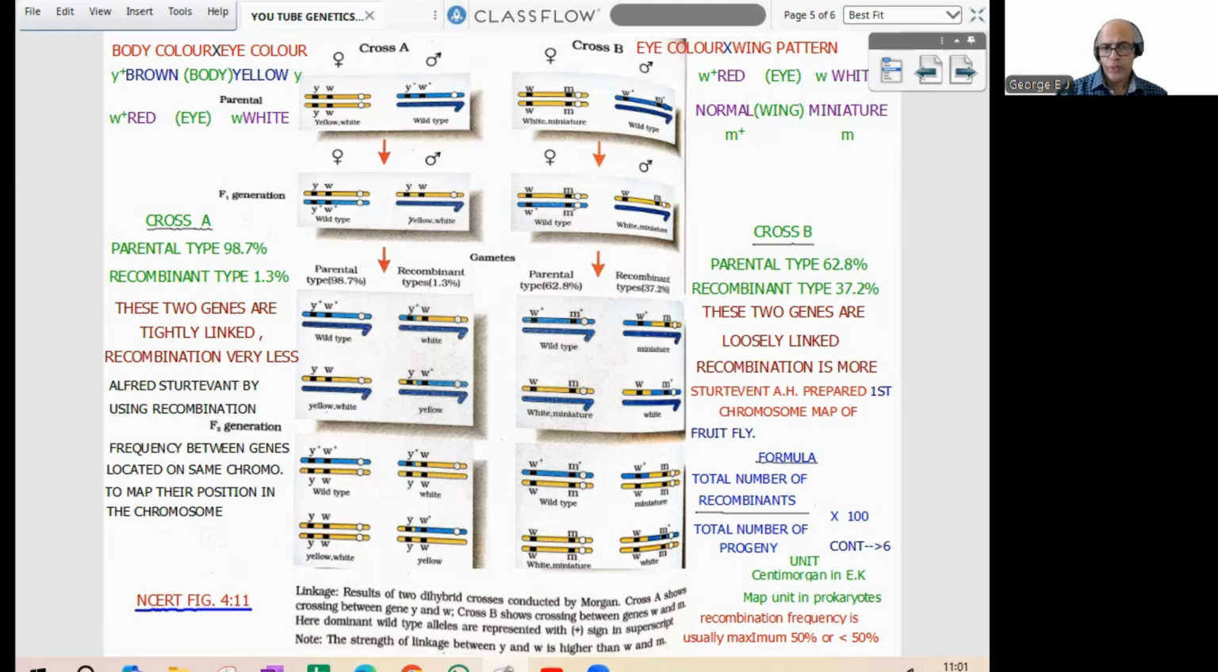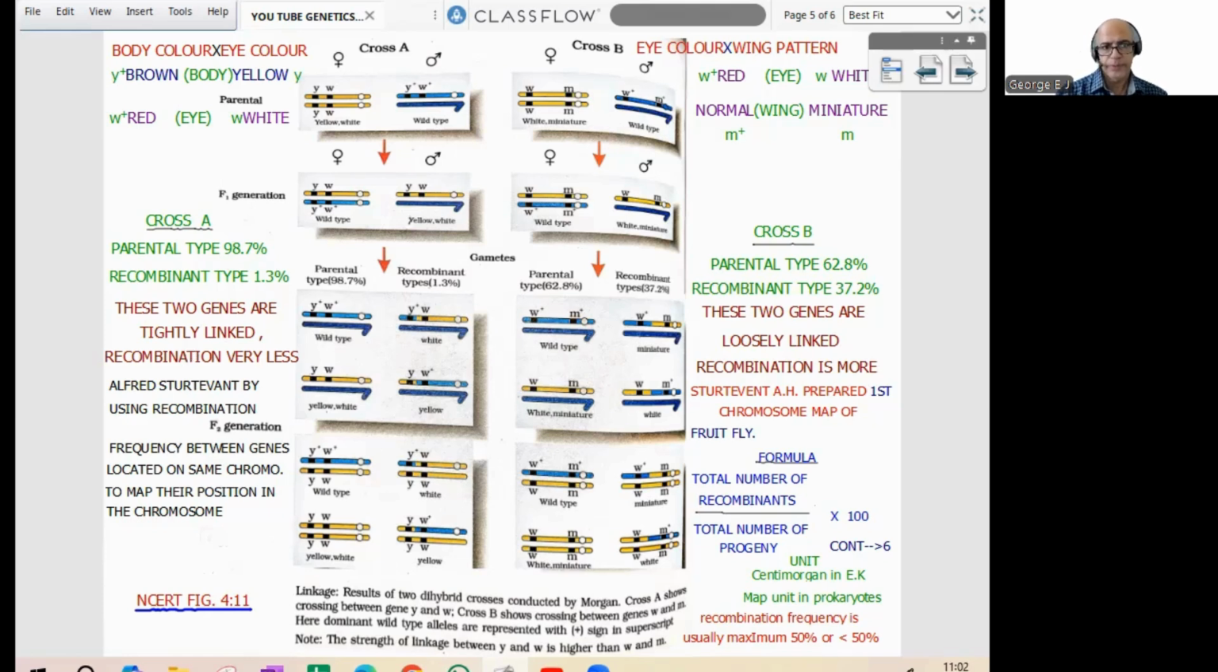And in that case, you can find parental type is comparatively less comparing with this one. Here it is only 62.8, and here it is 37.2. First cross you will be getting parental 98.7 and recombinant 1.3. I think that two idea you got. Now we can come to this part.